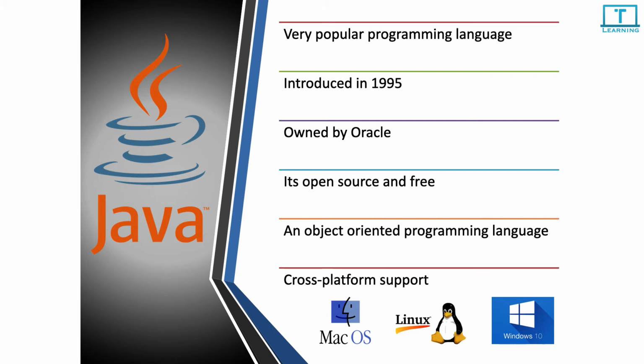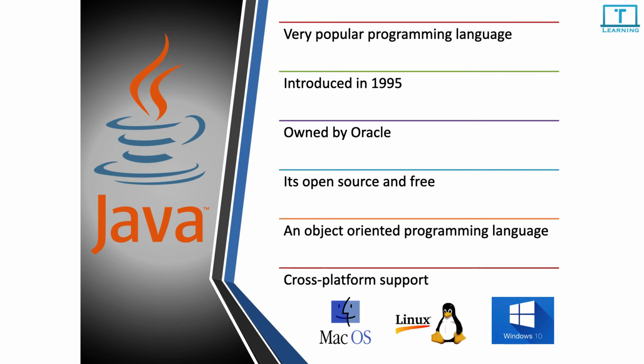Java is a very popular programming language. It was introduced in 1995 by Sun Microsystems and later it got acquired by Oracle. It's an open source language and it's free to use. Java is an object-oriented programming language. What is that? Object-oriented is a programming paradigm, and we'll dig into the details of that when we start learning coding in Java. Yes, we're going to cover a lot of exciting things as part of this course.